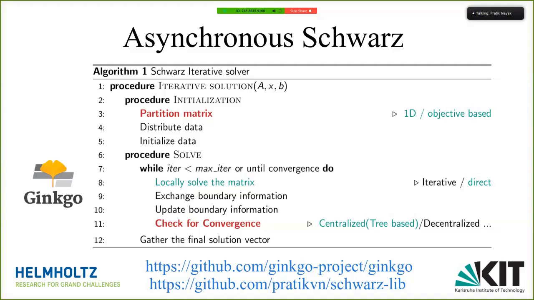All of our code is open source, and you can have a look at the implementation at the link given here. We use the Ginkgo library to handle all our arrays and to perform the local solves. And we use the CUDA-aware MPI within the Spectrum MPI of IBM to communicate between different subdomains.